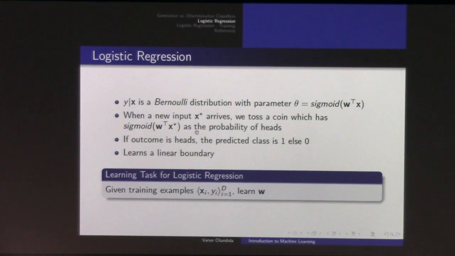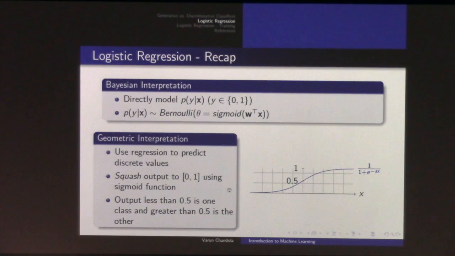So that's the idea. The way we use it is that once we know the weight W, a new point comes in, X star, we quickly compute sigmoid of W transpose X star, then toss a coin with that probability. If you get heads, then it's positive, otherwise it's negative, right? But the interesting part in logistic regression is how you learn these parameters. How do you learn W given some training data, right? So we'll look at it now.